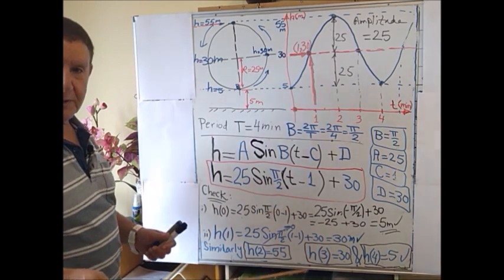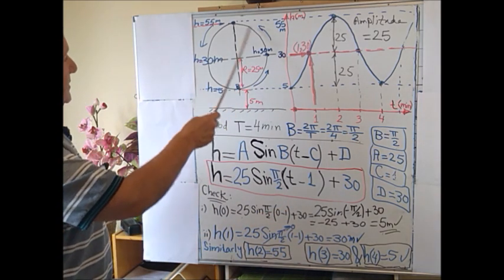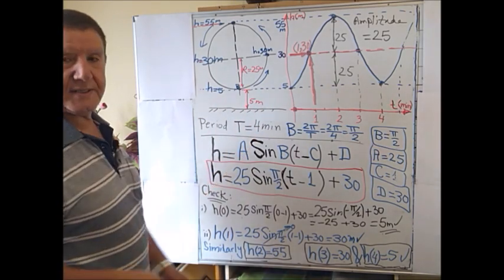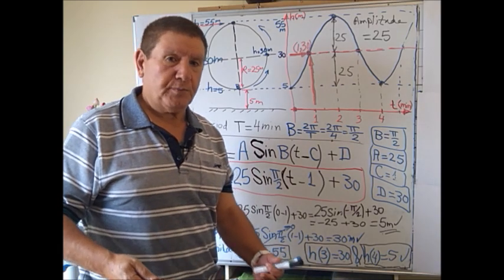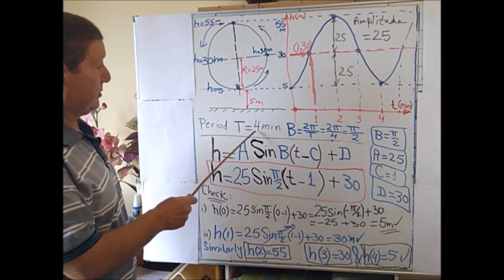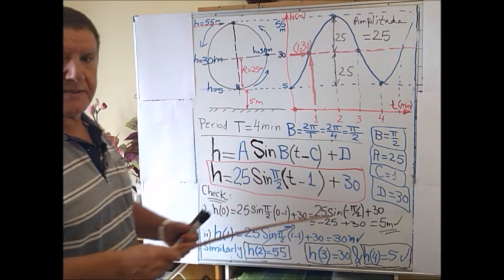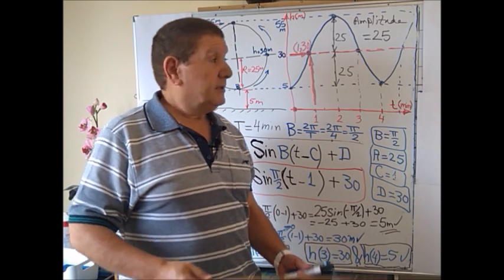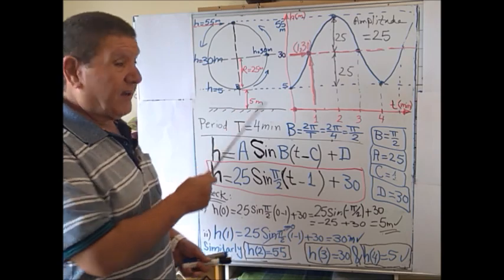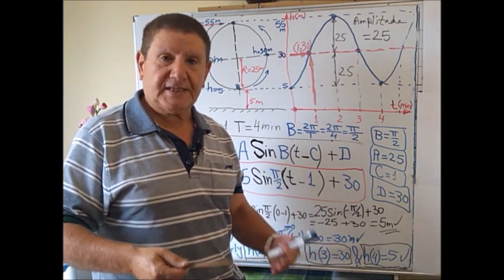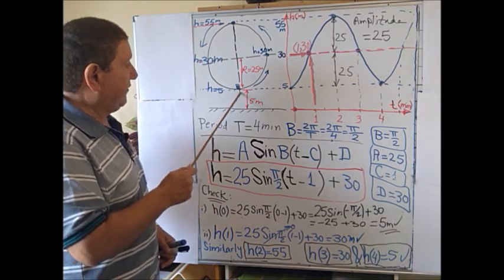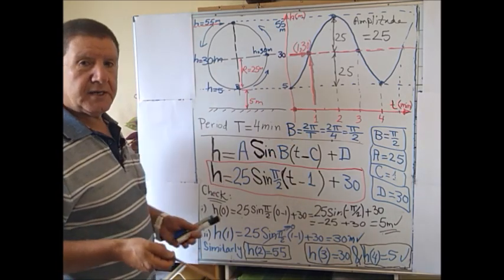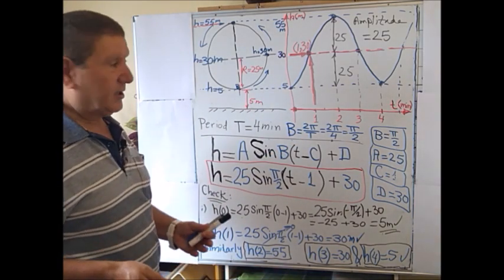Okay, it's the same example. The Ferris wheel rotates and completes a rotation in 4 minutes. That is, the period T is 4 minutes. The radius of the Ferris wheel is 25 meters, and the lowest point is 5 meters above the ground level. So we are required to find the sine function.